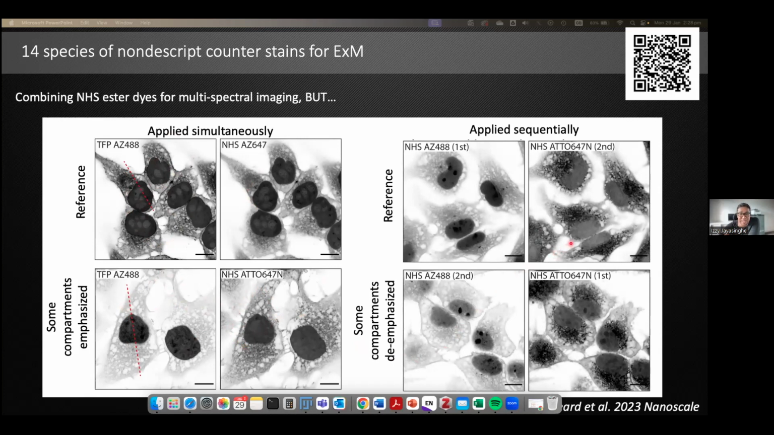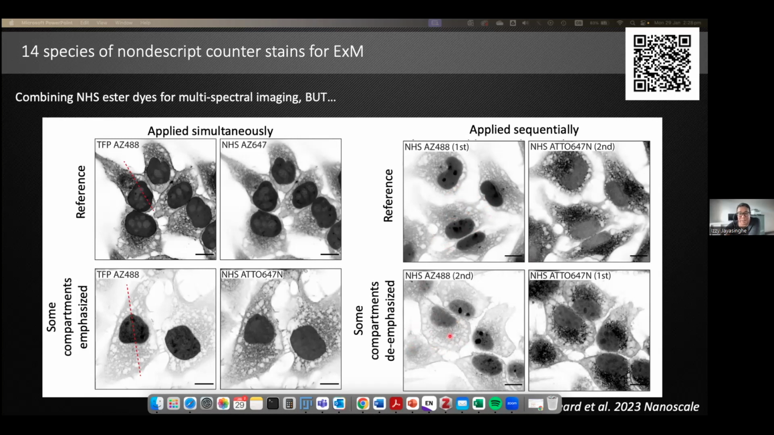So this is an example where it's paired with the same dye, but the sequence has been swapped, and you get different emphasis of the structures. So here the nuclei are very strongly stained, and here it's de-emphasized.